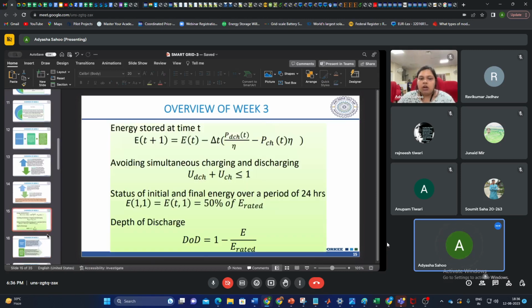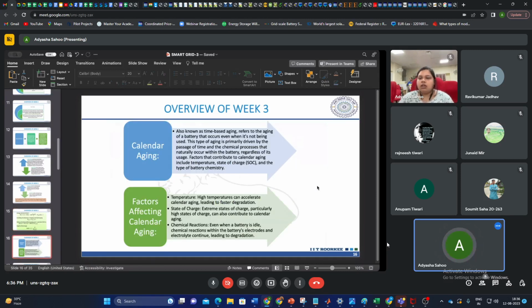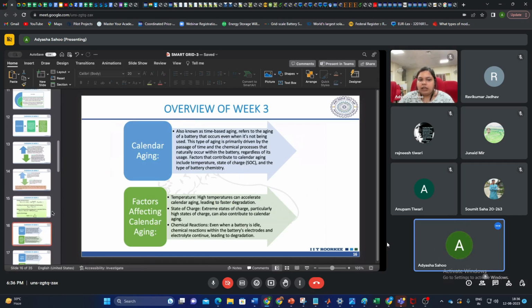So also, I think the other key terms for battery life that we studied were calendar aging versus cycle aging. Does anyone want to say something about this?